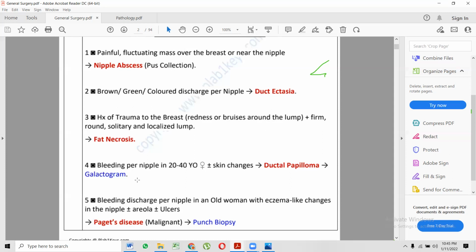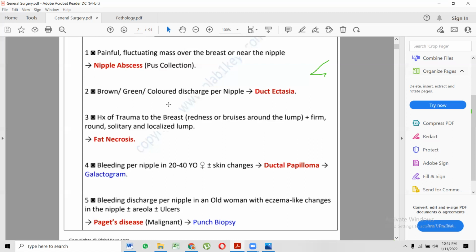Galactogram is different from mammography or mammogram. In galactogram, a dye or a contrast media is injected into the ducts of the mammary gland, and then X-rays are taken. So basically, because it's the problem with the duct, a benign tumor of the ducts of the mammary gland, we need to visualize the duct, which cannot be visualized clearly on mammogram. So that's why in ductal papilloma, the investigation of choice will be galactogram.